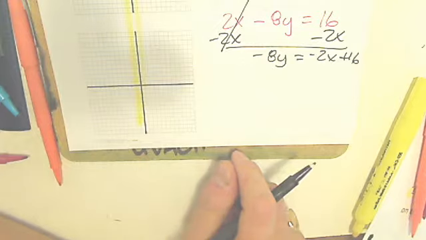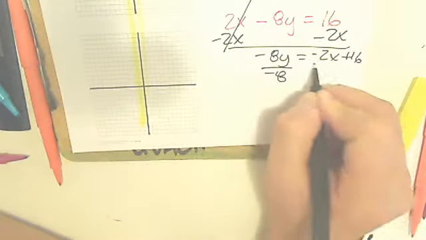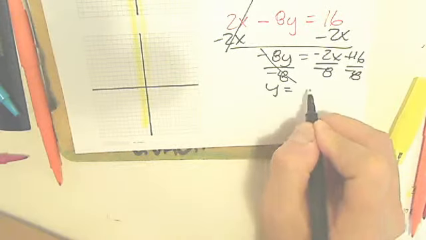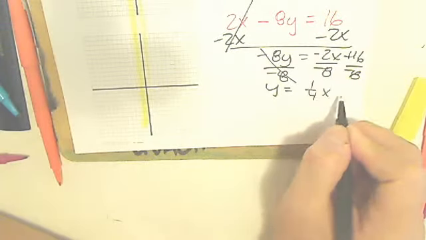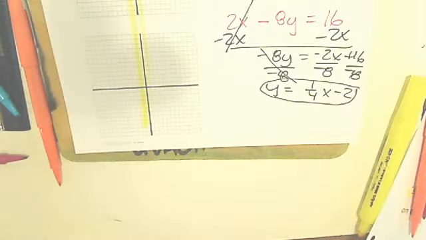Excellent. Next one. Divide by negative 8. And you get y equals. Reduce it. Be careful. Positive 1/4 x minus 2. That should be your equation.